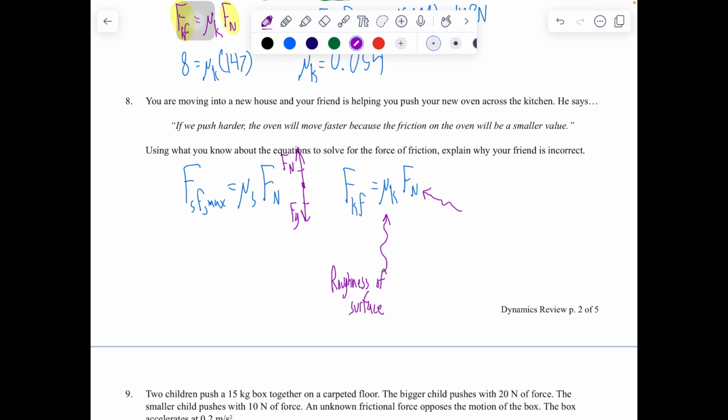There is nothing about pushing harder, the oven moving faster, because friction decreases. Look at your equation. Friction depends on your coefficient, the roughness of the surface, and the normal force. It doesn't depend on how fast it is moving. That's air resistance. Air resistance does depend on how fast you're moving. Friction does not.